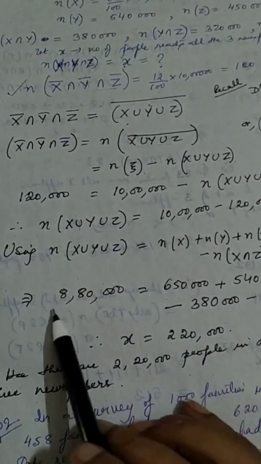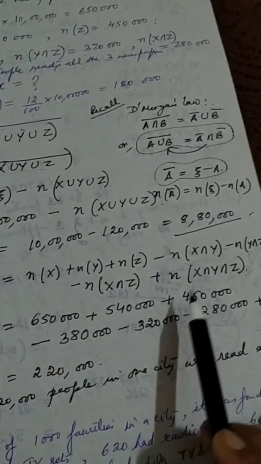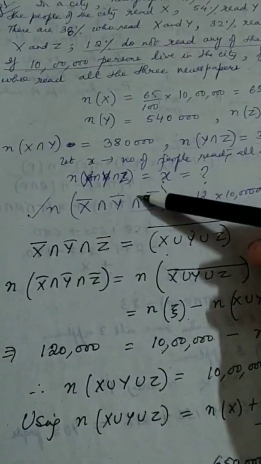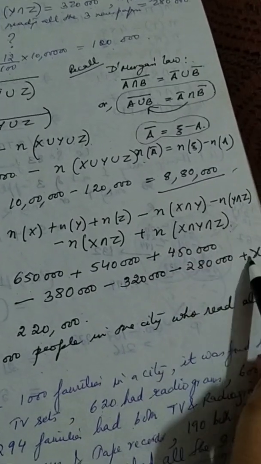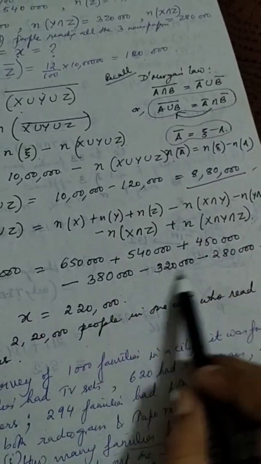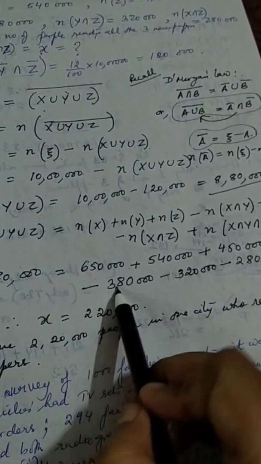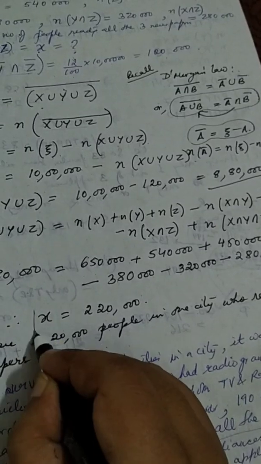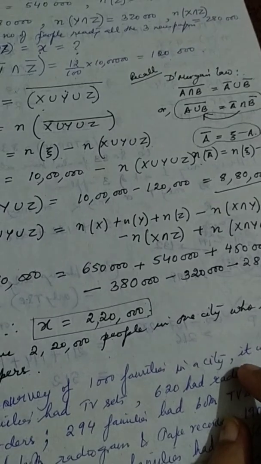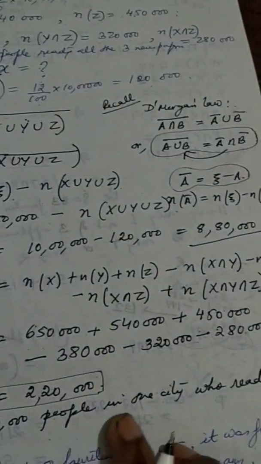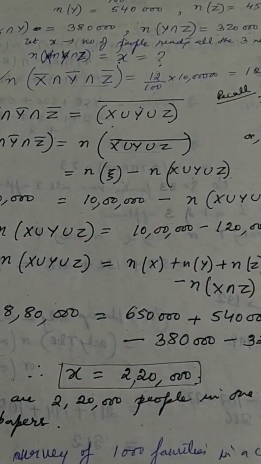Then substituting the values, this is 8,80,000, this is 6,50,000, 5,40,000. All of this we have calculated over here. We are substituting those values. This is unknown, so we are keeping it as x. And then of course calculation. X will mean this minus this minus this minus this plus this plus this plus this. Finally your answer will be 2,20,000. So the conclusion: there are 2,20,000 people who read all three newspapers. That is what we have.